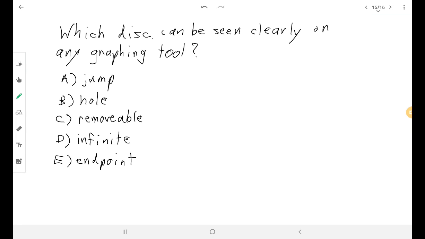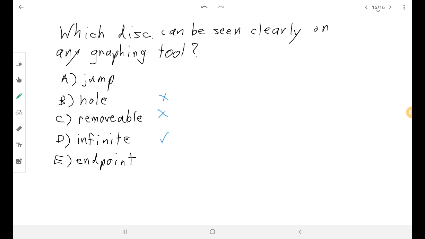Which discontinuity can be seen clearly on any graphing tool? Okay, so these are the ones, again, those removable discontinuities, those holes, those cancellations, you're never going to see those. So holes, removables, no way. Right? Infinite ones, those are your vertical asymptotes.